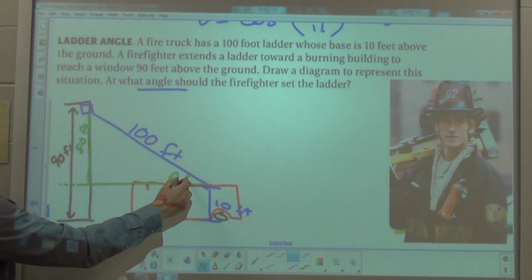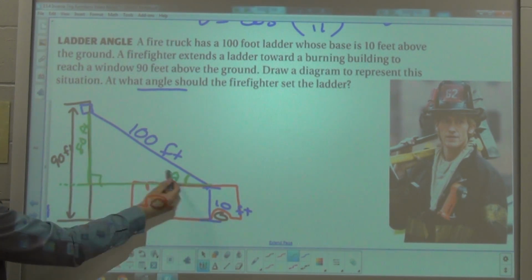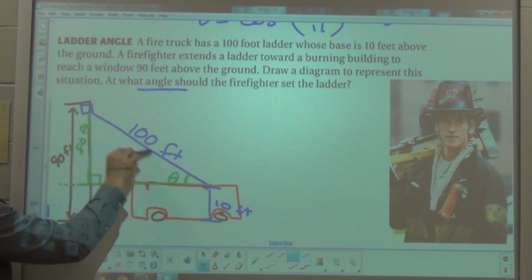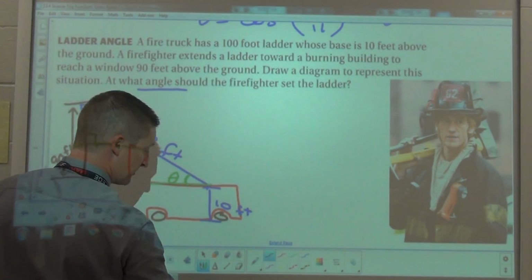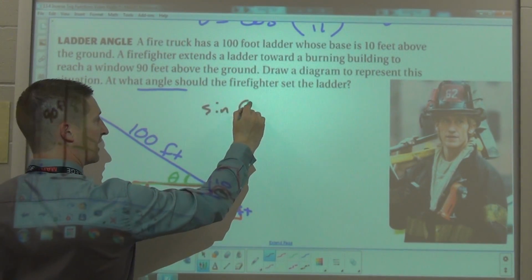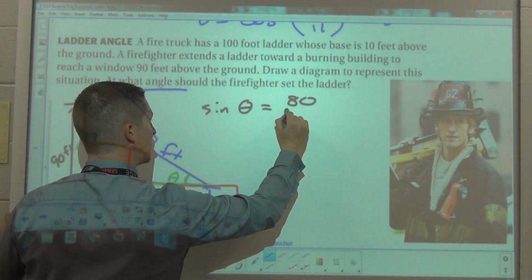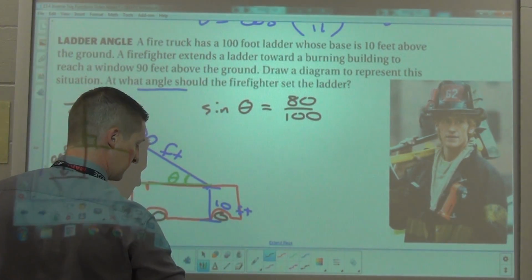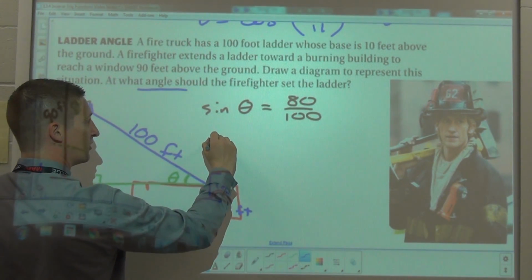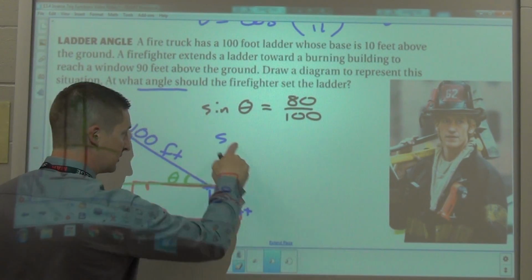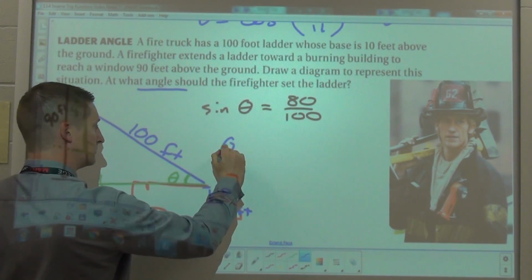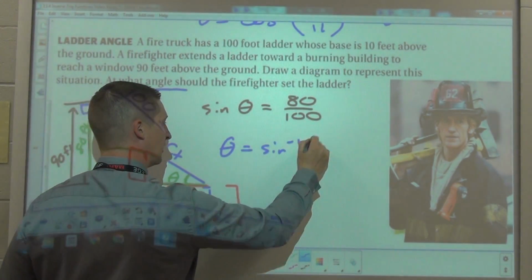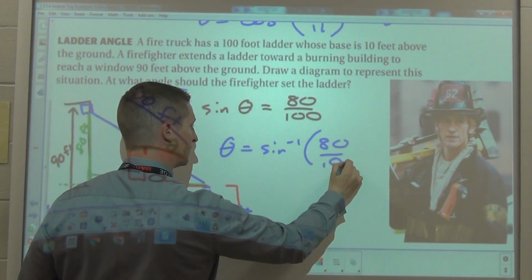So I'm trying to find this angle. I know 80 feet, which is the opposite side. I know 100 feet, which happens to be the hypotenuse of this right triangle. Opposite hypotenuse, that's sine. Sine of theta is equal to 80 over 100. We take the arc sine of both of those. We're going to have theta equal to the arc sine of 80 over 100.